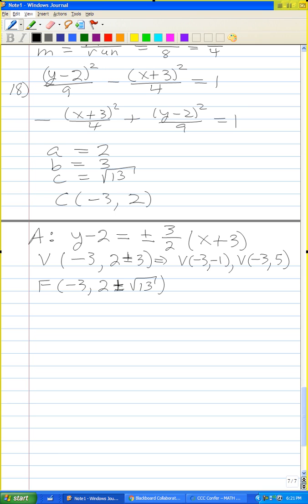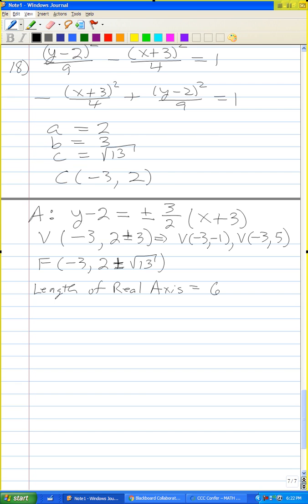I think that's it. Oh, the length of the real axis. And so the real axis is going to be along the y, and so that'll be the b. So 2 times b is equal to 6.